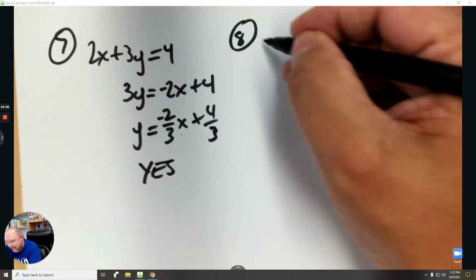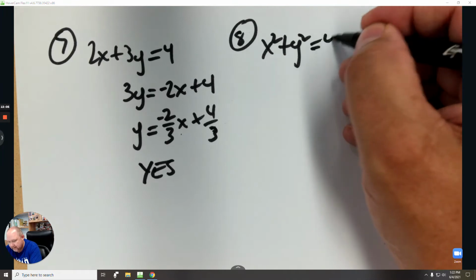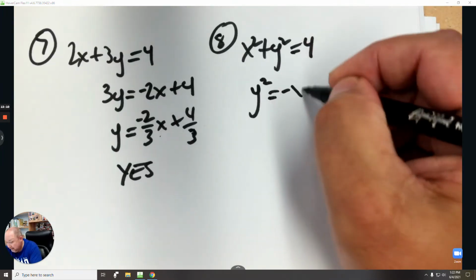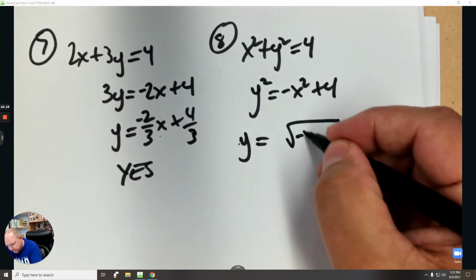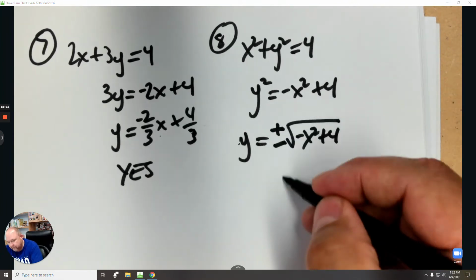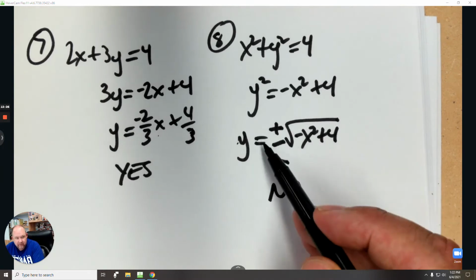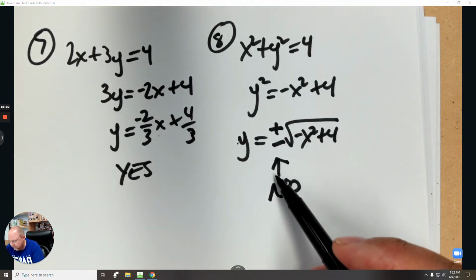If I look at 8, I'll show you what's going to happen. So x squared plus y squared equals 4. So you can subtract x squared, but the problem is when you take the square root, the answer could be both positive and negative. Because of that, the answer is no, because we actually have 2 functions there. So because it's positive and negative, that's what makes it no. It's not a function.